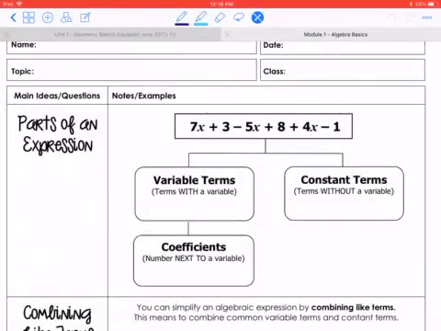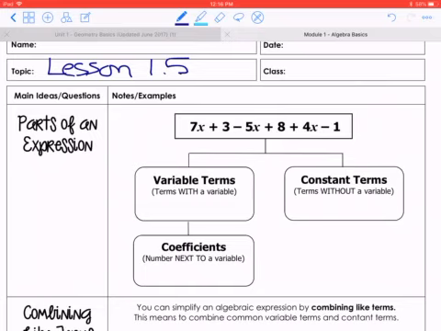Hello, this is Mrs. Pickett, and we're going to take notes over lesson 1.5. So you either have this sheet copied out or printed out, or you can just copy this right into your notebook. So let's jump right in here. So lesson 1.5. My handwriting will get better, I promise.